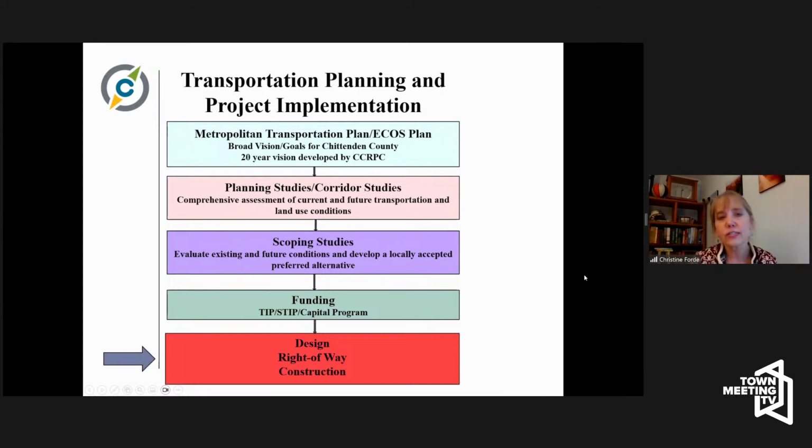It's also just the end of our long planning process that really begins with our long range plans, going to planning studies, corridor studies, scoping studies, and then the end of the road is the design, right of way, and construction of the project. So it's reaching the finish line.